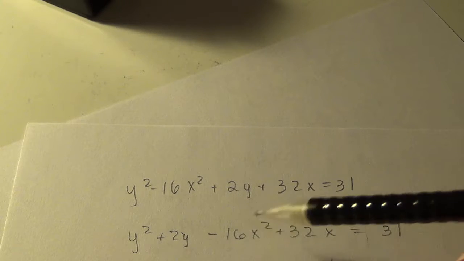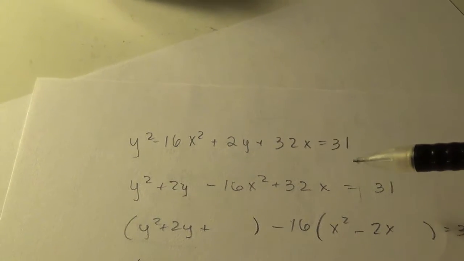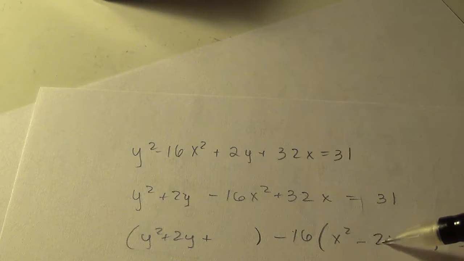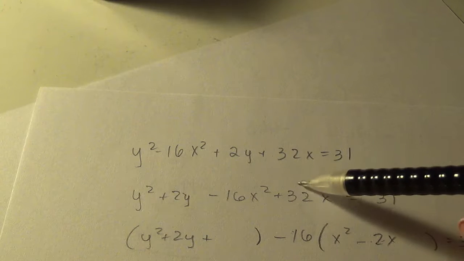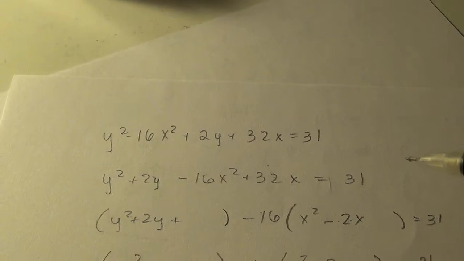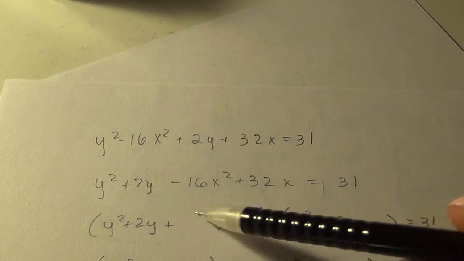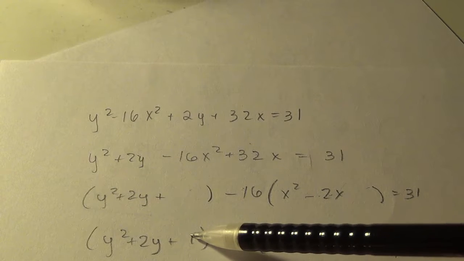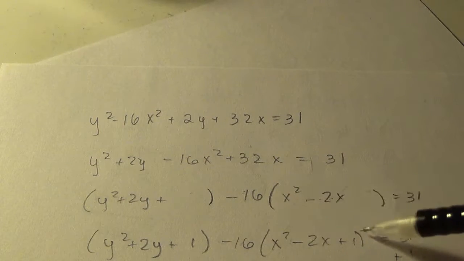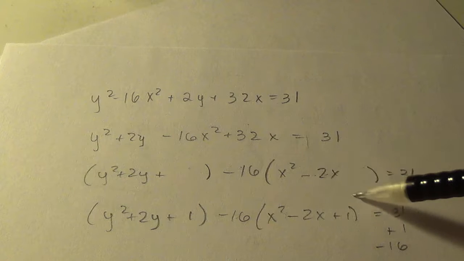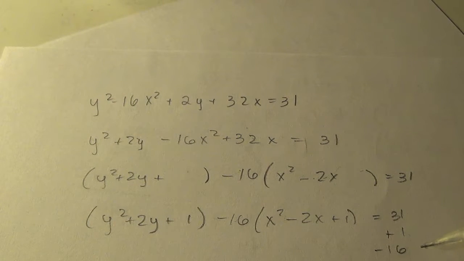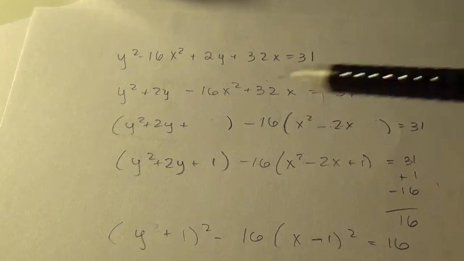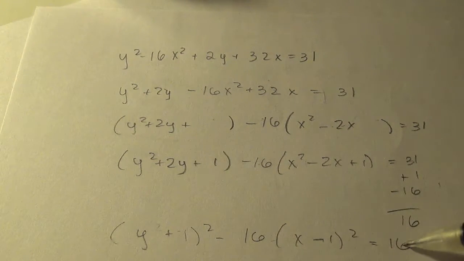This one you have to pull out that -16, being careful to note that that creates a -2 in here, so that a negative times a negative is a positive. And we can complete the square, 1 here and 1 here. Adjusting for it, we add a 1 for that one, we add a -16 for this one. And 1 and -16 give 16. And we have this completed the square, and it equals 16.